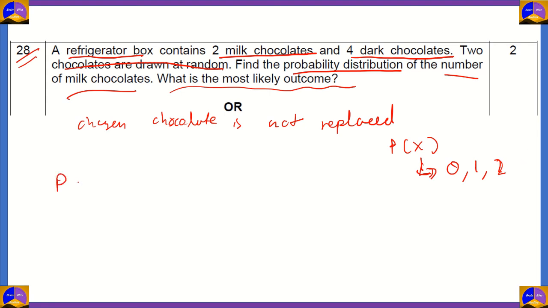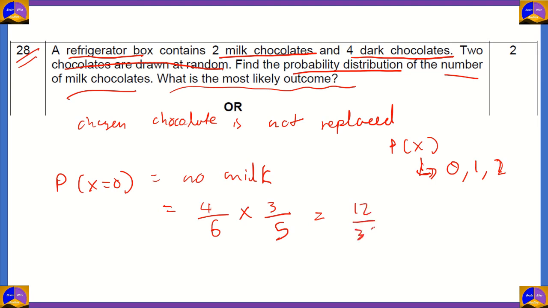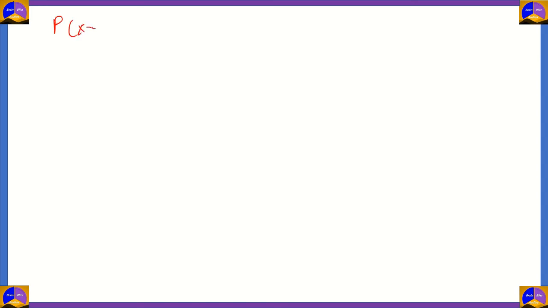Let's find out each of the probabilities. P of x equals 0 means no milk chocolates. That means you have 4 dark chocolates and you can choose one of them from the total of 6. And since the chosen chocolate is not replaced, the second choosing will have 3 dark chocolates among 5. So that means you have 12 by 30 as P of x equals 0. For P of x equals 1, you will have the probability of 1 milk chocolate and 1 dark chocolate.